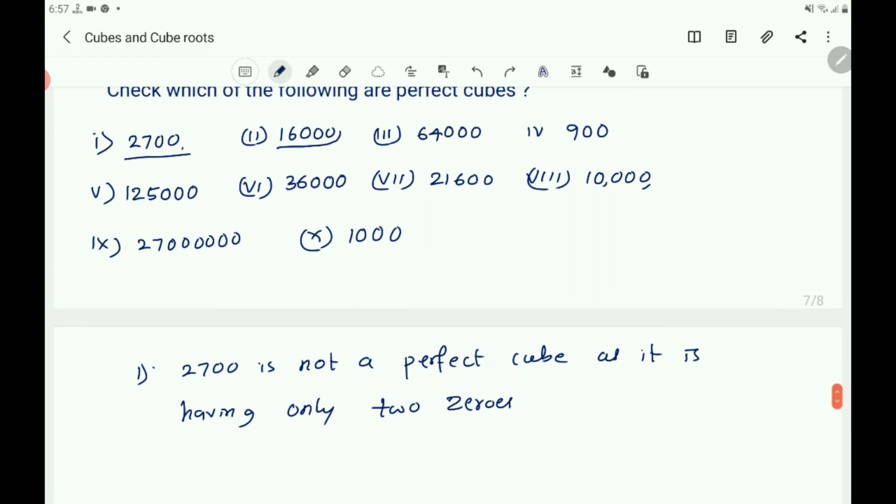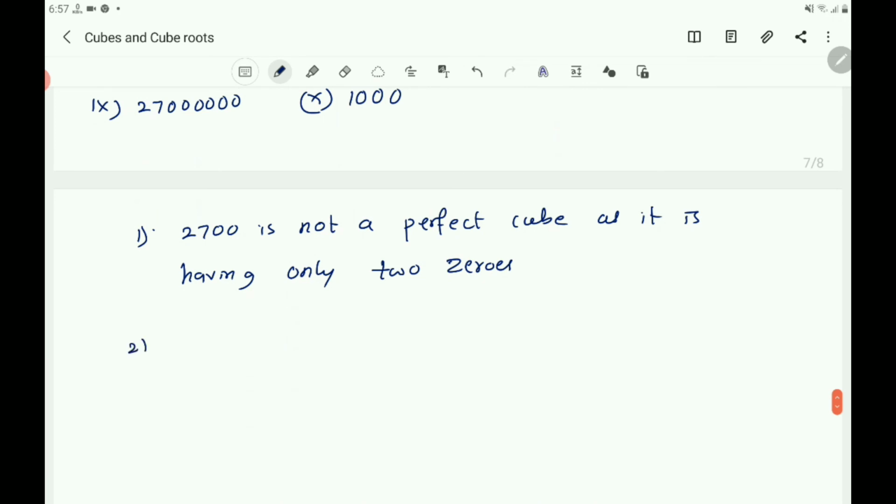Next, this one. Here 16 is there. 16 is not a perfect cube. Therefore, even though it is having three zeros, it is not a perfect cube here. Take the next one. 16,000 is not a perfect cube because 16 is not a perfect cube. If 16 were a perfect cube, then with three zeros it would become a perfect cube.